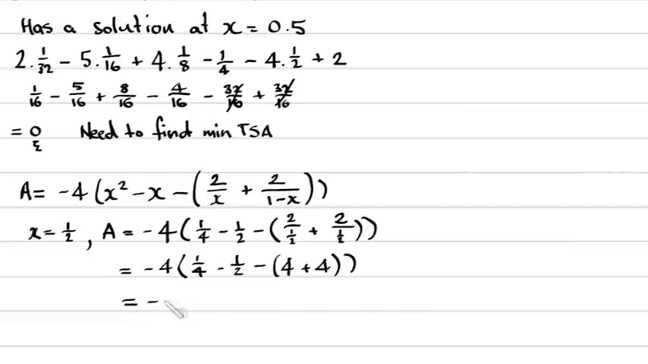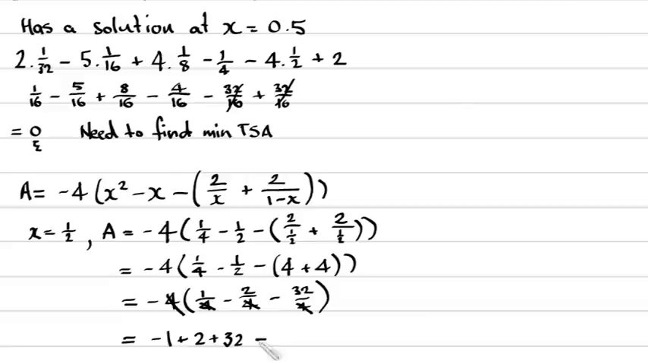Next line, let's write all of these as quarters. So we've got 1 quarter minus 2 quarters minus 32 quarters. And you can see that if we take the 4 through the bracket, the 4s in the denominators disappear. That leaves us with a negative sign outside of the bracket. Let's distribute the negative sign through the bracket. Minus 1 plus 2 plus 32. That is equal to 33 square metres, which is the minimum total surface area to enclose an 8 metre cubed volume.